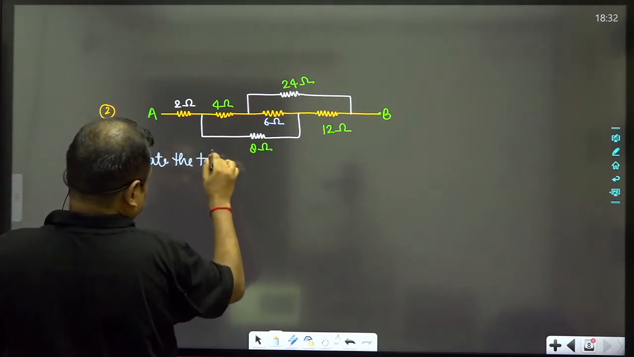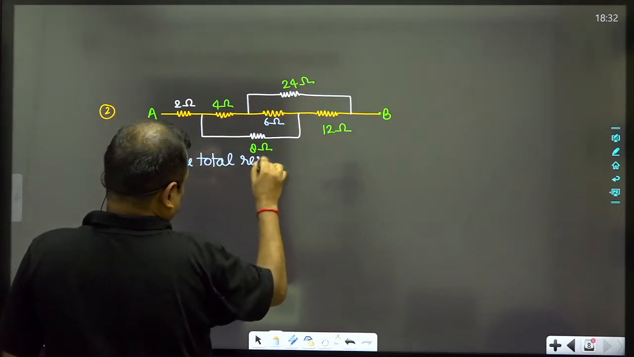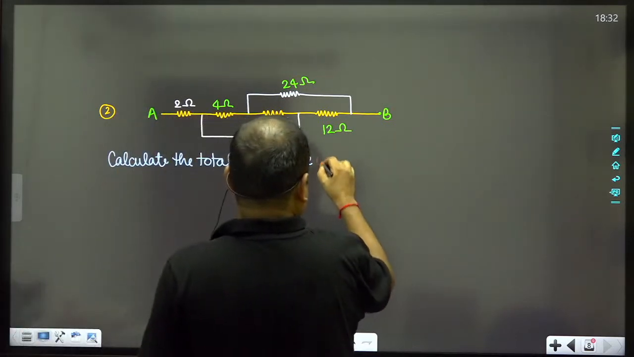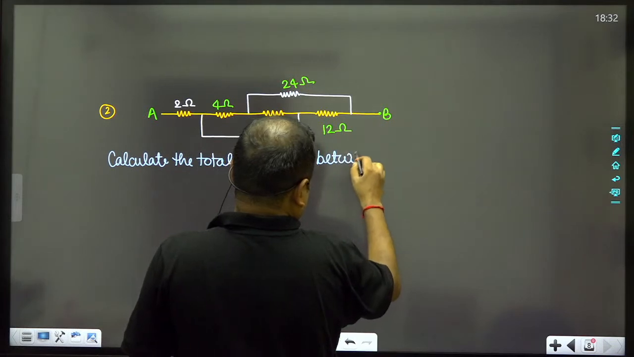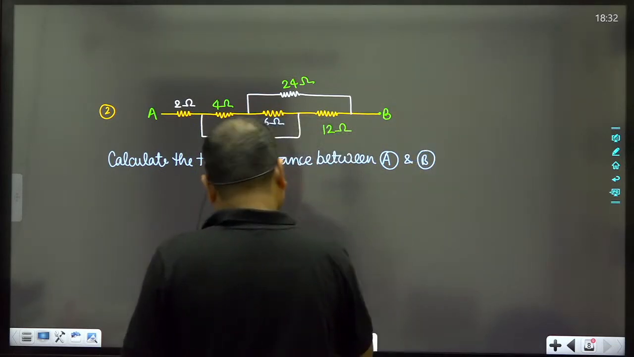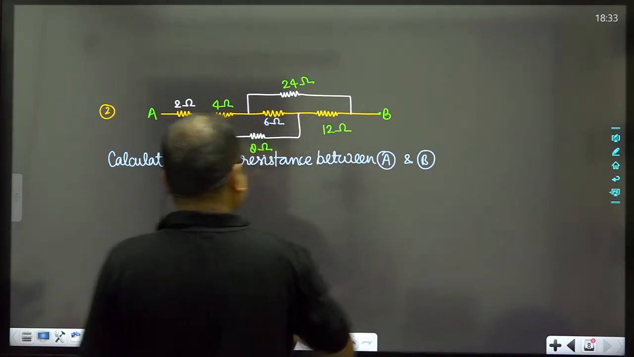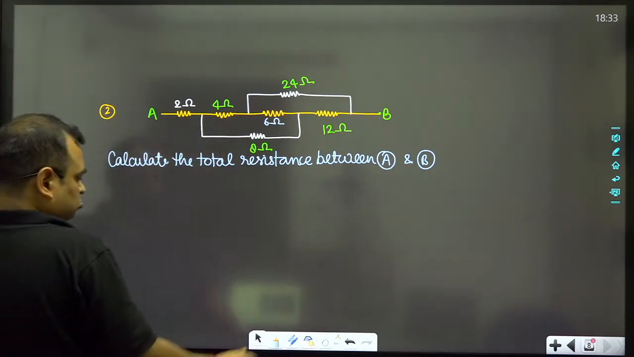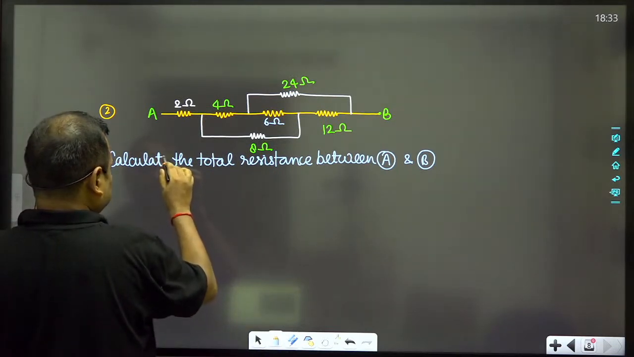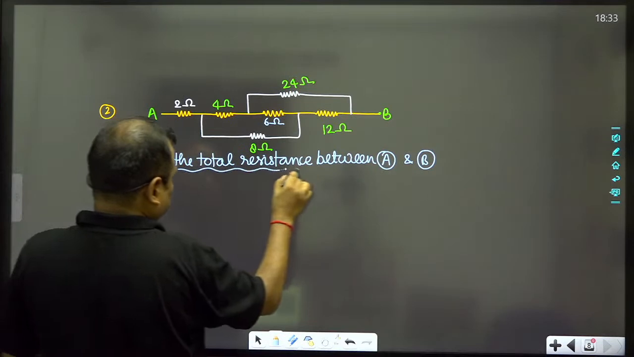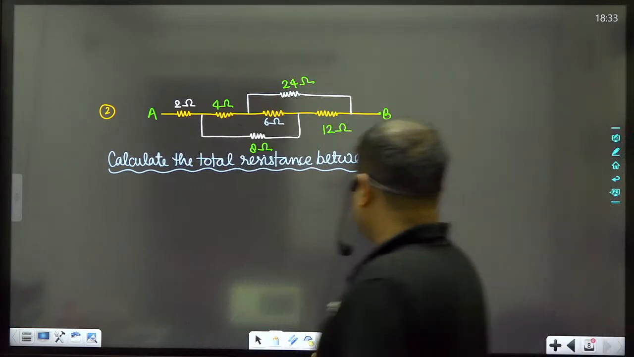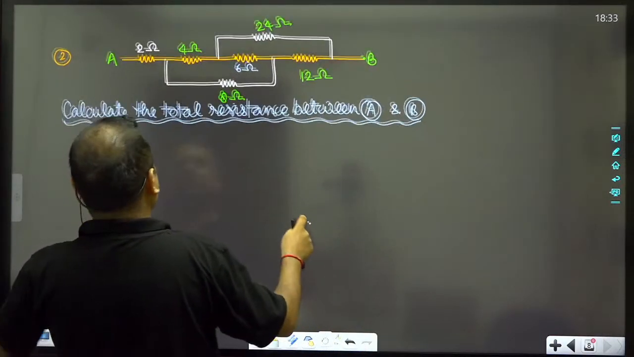Calculate the total resistance between A and B. Now, just now you will have to calculate it. And I know that this is very simple and you can calculate it.